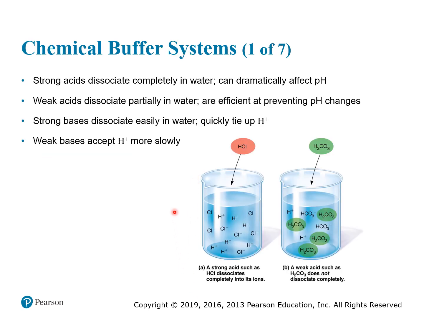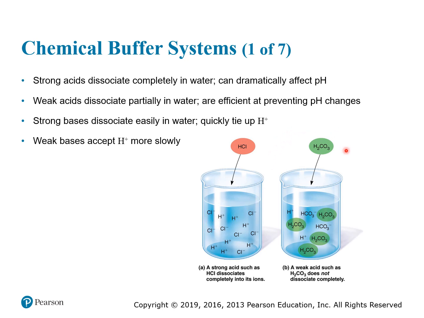Now let's start with the chemical buffer systems. Let's see how they act. We know from the properties of the chemicals that the strong acids, when they're put in water, dissociate completely. So this is hydrochloric acid. Hydrochloric acid is a strong acid. When it is added to the water, it dissociates into hydrogen ions and chloride ions.